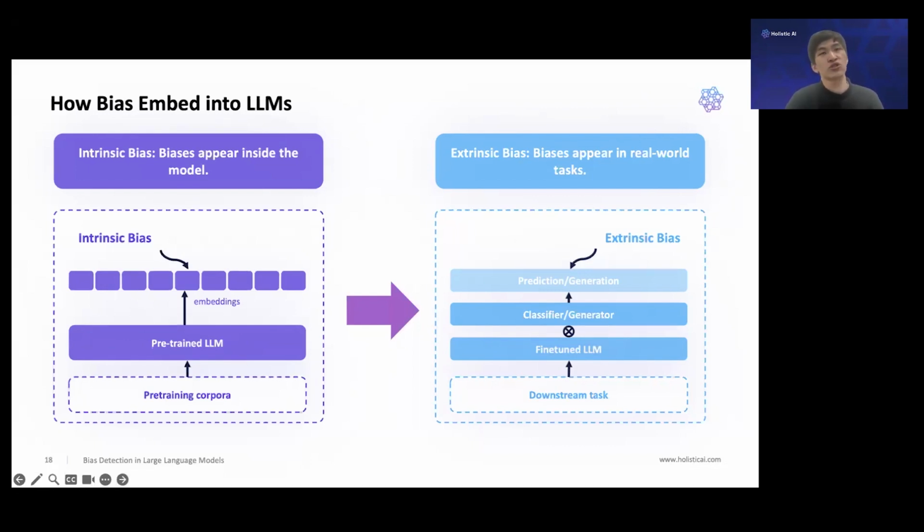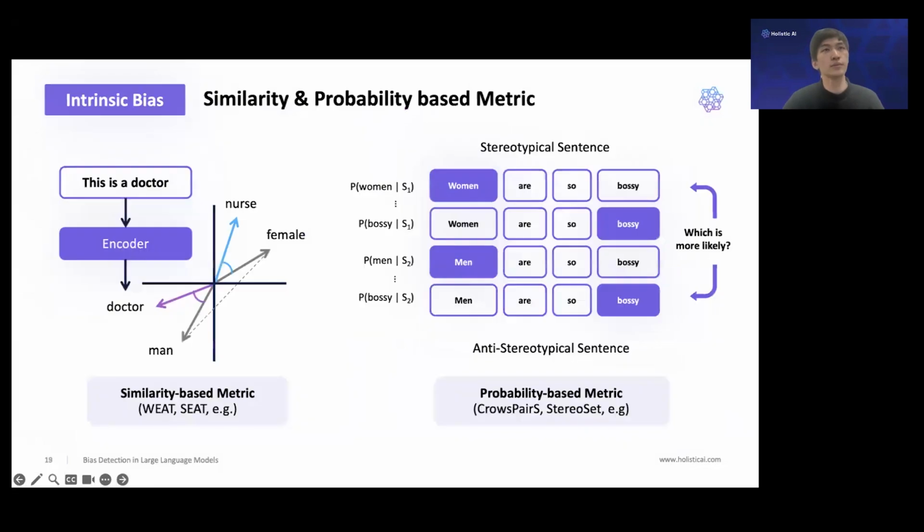On the other hand, extrinsic bias refers to bias that appears in the model output when applied to real-world tasks, such as resume scoring and open generation. Extrinsic bias surfaces when the pre-trained model is fine-tuned or adapted for specific applications. Here, the model's internal biases interact with task-specific data, affecting predictions and classifications. So let's start with how we could detect intrinsic bias in LLMs. Two common approaches for this are similarity-based metrics and probability-based metrics.